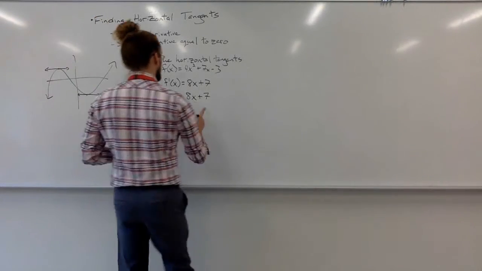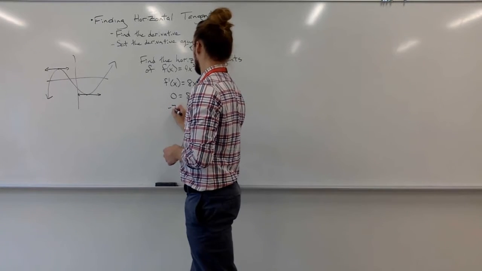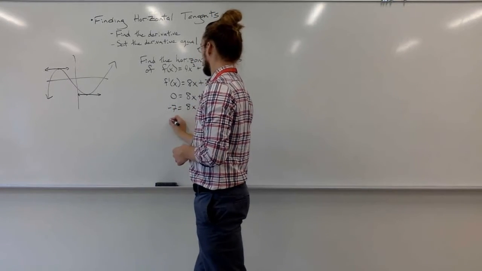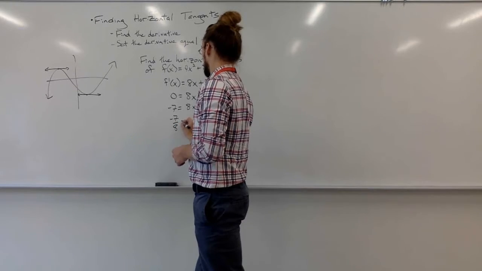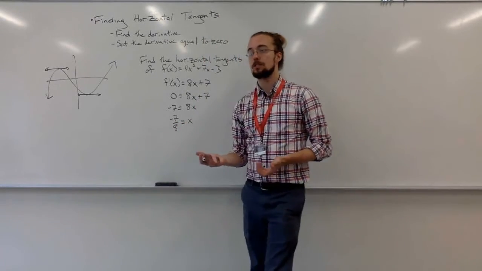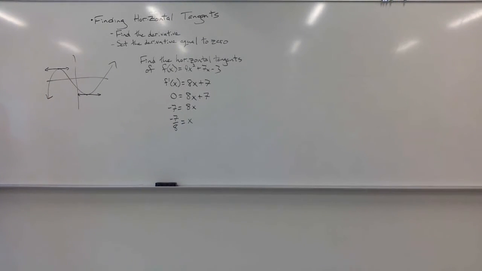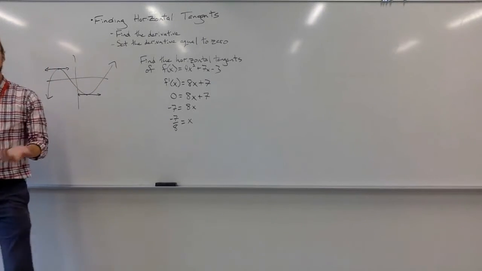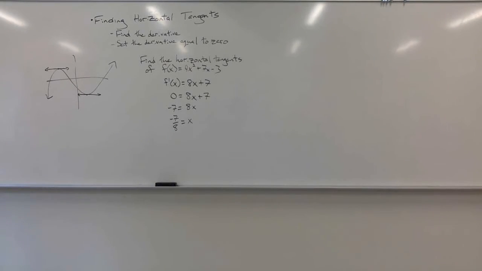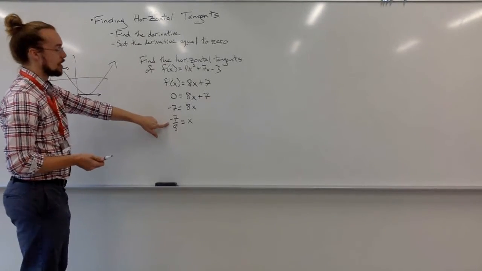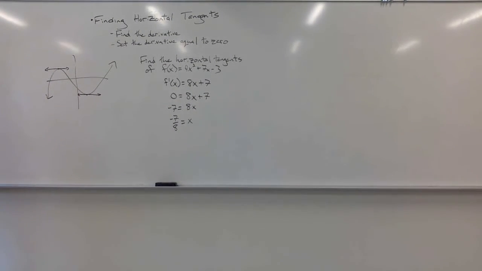Once I have the derivative, I want to find where it equals 0. So I'm just going to get negative 7 over 8. If I were to graph this function, I would have a horizontal tangent wherever x is equal to negative 7/8. From what we've done so far, we haven't found the y value where that would occur, but we know that at x equals negative 7/8, I'm going to have a horizontal tangent on my graph. You okay with one like that?